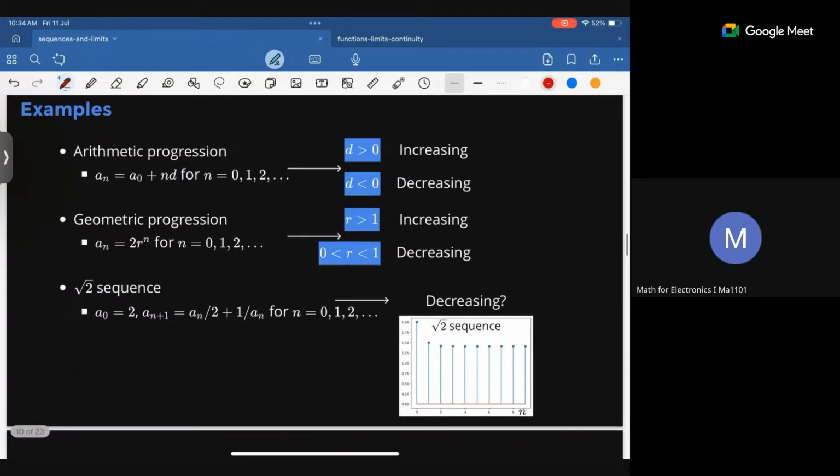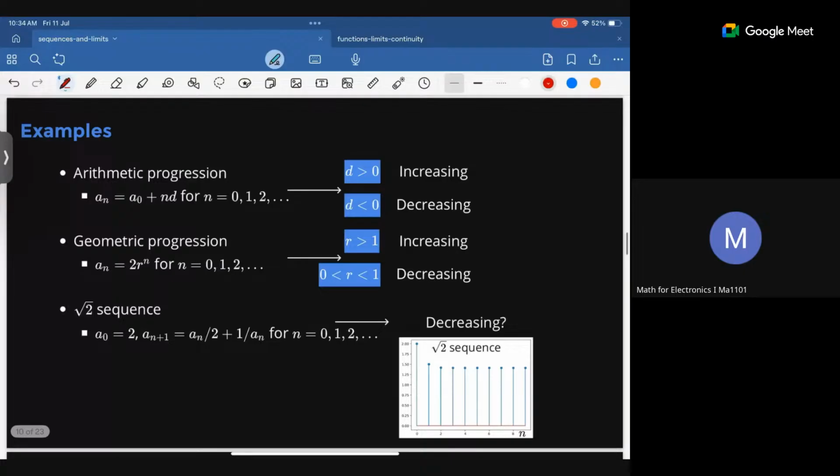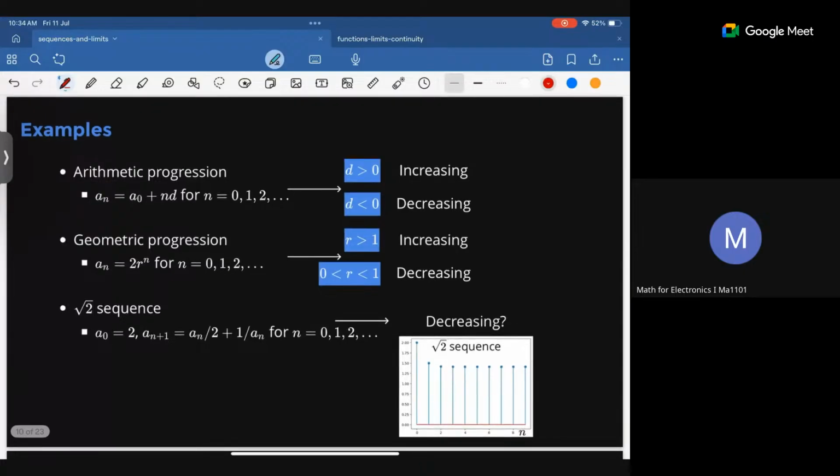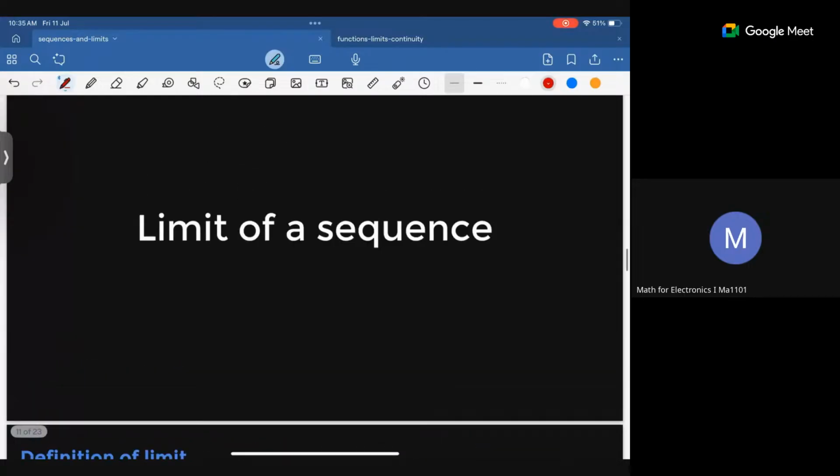I don't think that is necessary right now. But understand that sequences can also be defined in the form of a recursive relation, and this is one sequence represented in the form of a recursion relation. Okay, all right, so let's proceed. Let's talk about the limit of a sequence.